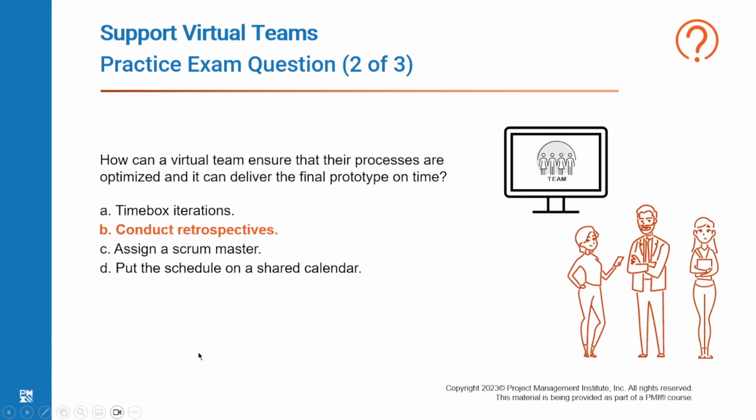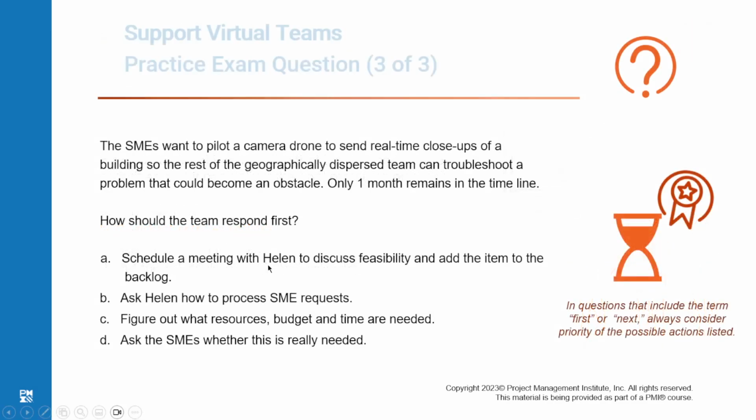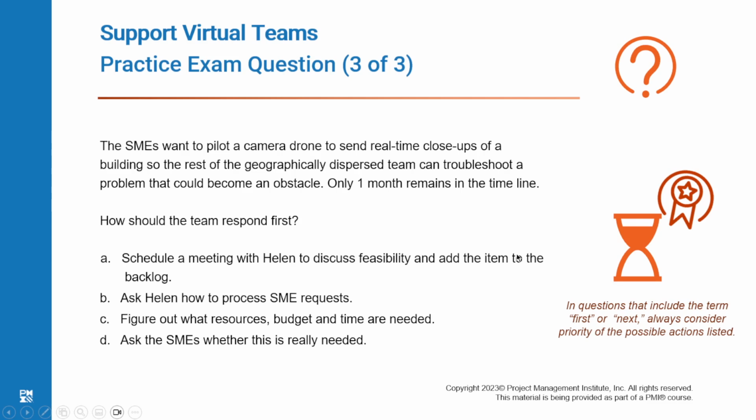Conduct retrospectives. How can a virtual team ensure that their processes are optimized and can deliver the final prototype on time? Conduct retrospectives. It's a quality management process. People bring more ideas and you'll be able to deliver your final prototype on time. Okay. Last question on virtual working. Again, multiple choice.